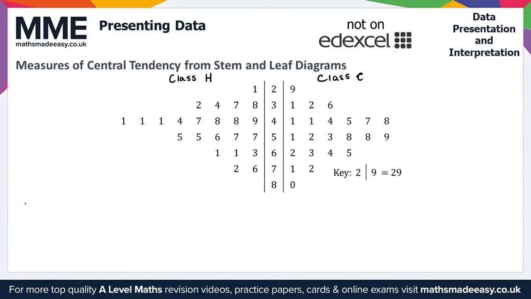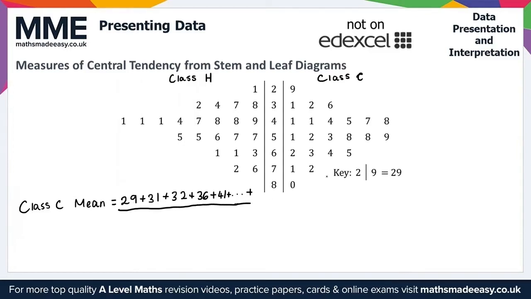So the mean for Class C is equal to 29 plus 31 plus 32 plus 36 plus 41 and so on. Well, we divide this, like we said, by the total number of scores here within the class, which was 23. So if we evaluate this on our calculator here, what we get for the mean of Class C is 52.26 there. And if we do this for Class H now, we can get the mean for Class H, and then we can compare the means.